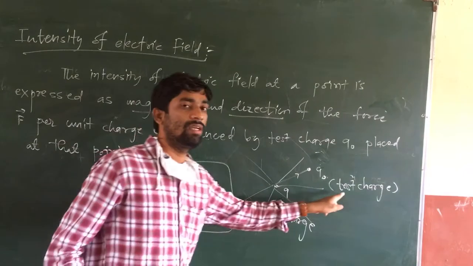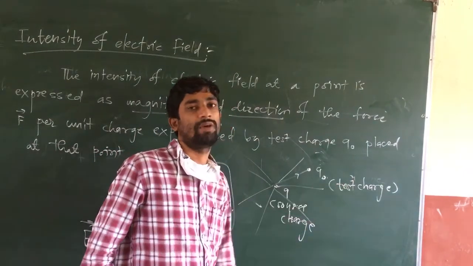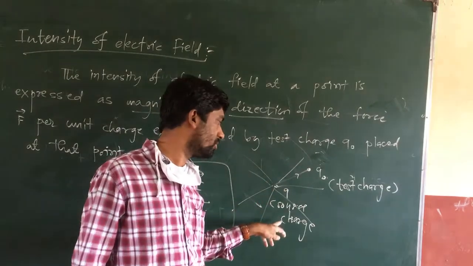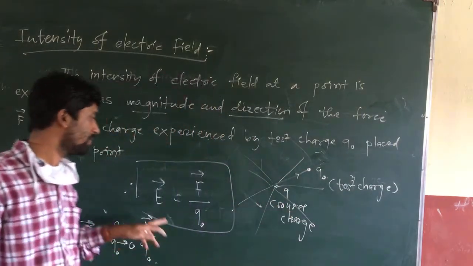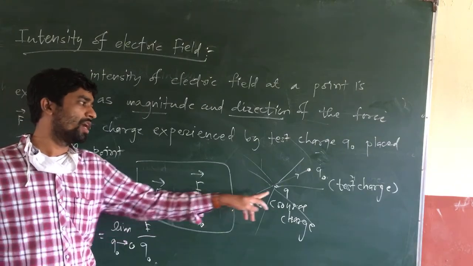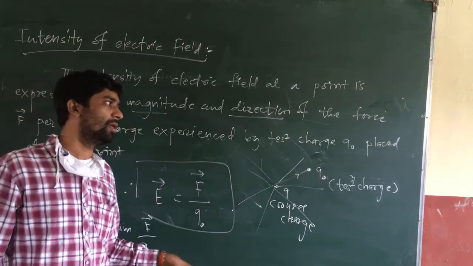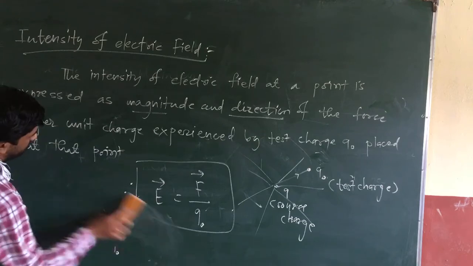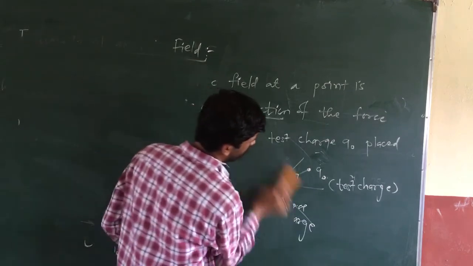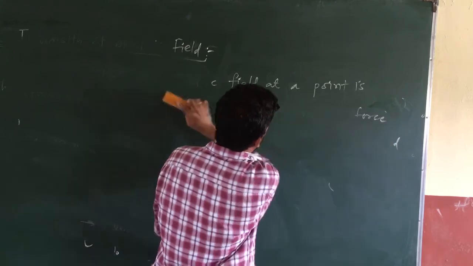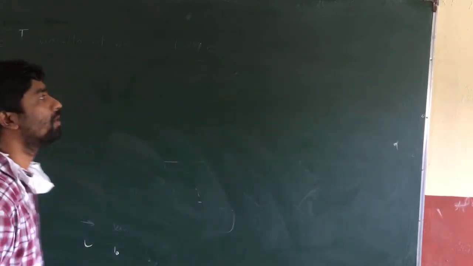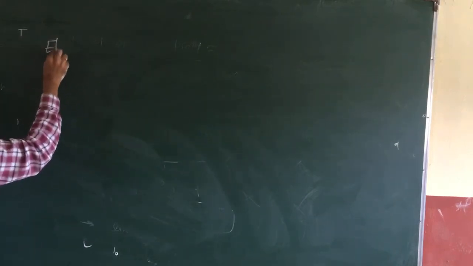And what is meant by a test charge? A test charge is a charge having a very small value so that it will not disturb the electric field produced by the charge Q. And what is the expression for the electric field? The electrostatic force between the two charges, source charge and test charge, divided by your test charge Q naught. Now this is about your electric field. Now we will study how to write the expression for the electric field.